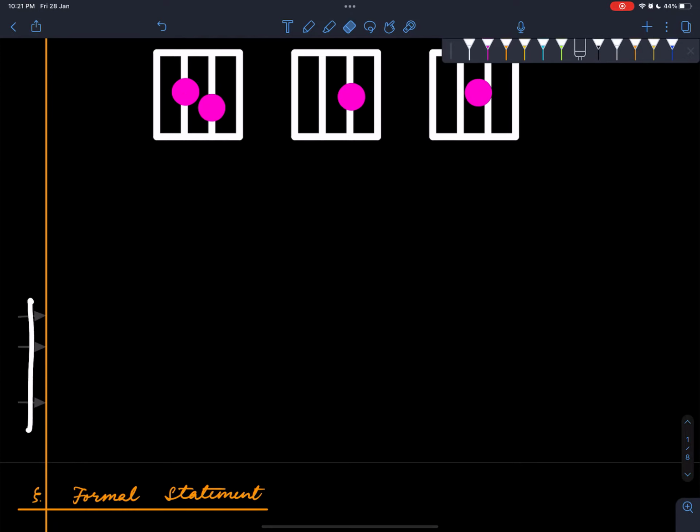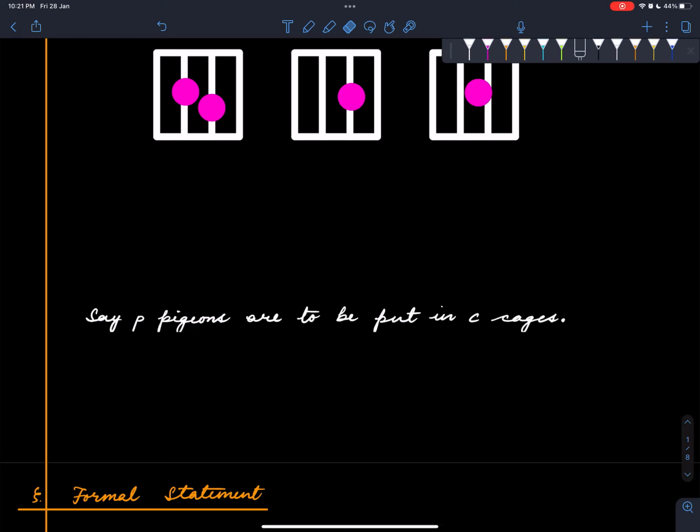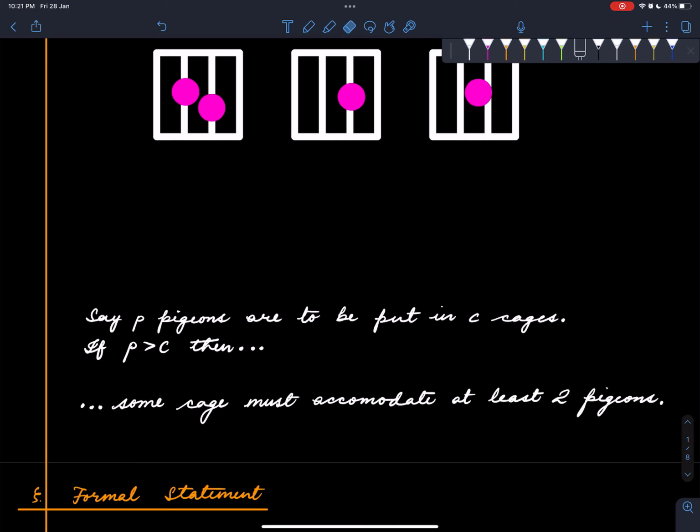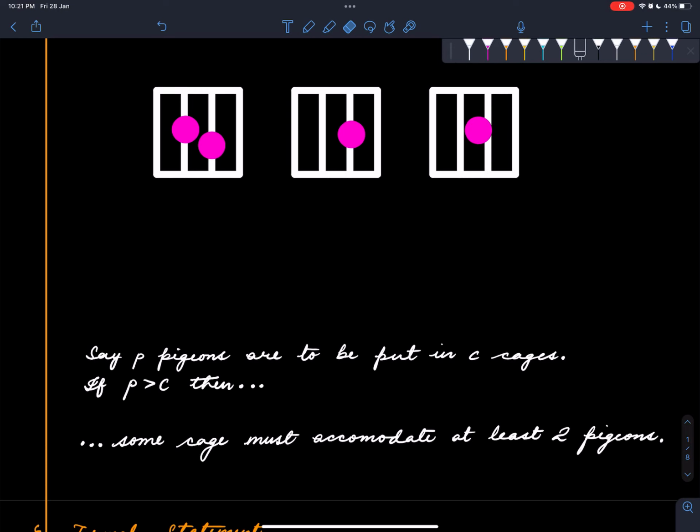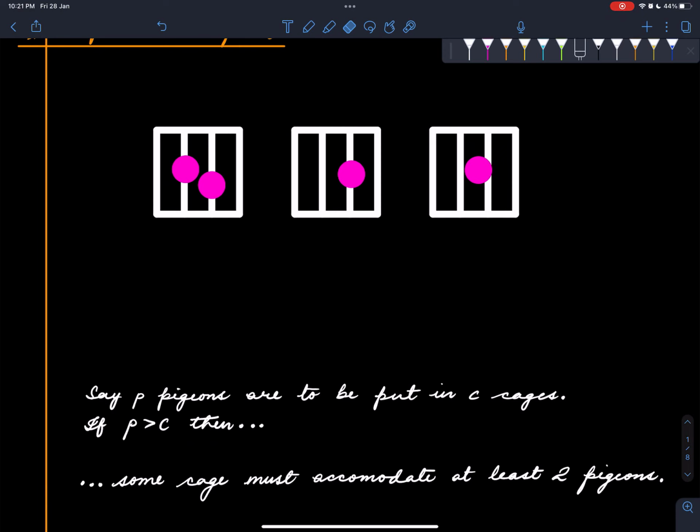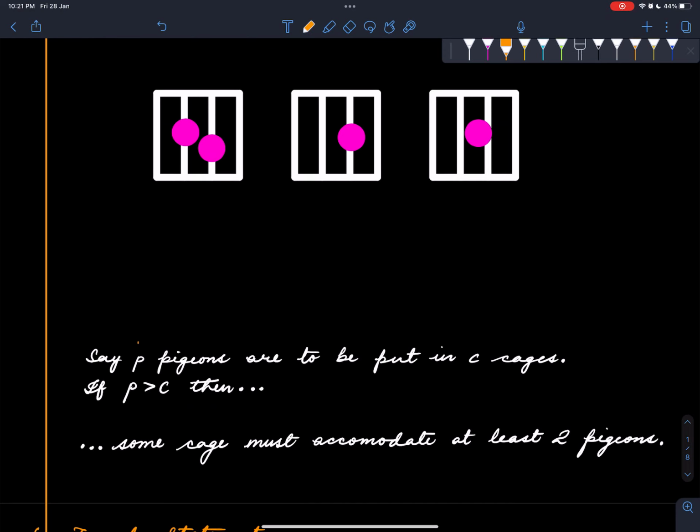More generally, suppose you have P pigeons and they are to be put in C cages. So P pigeons and C cages. And suppose that the number of pigeons is greater than the number of cages. Then you can say that some cage must accommodate at least 2 pigeons. This is exactly a generalization of what we said earlier. In our case, in the diagram above, P is 4, the number of pigeons, and the number of cages is 3.